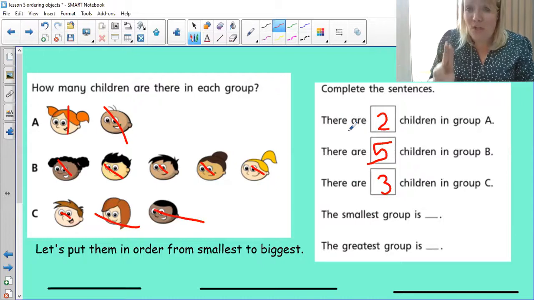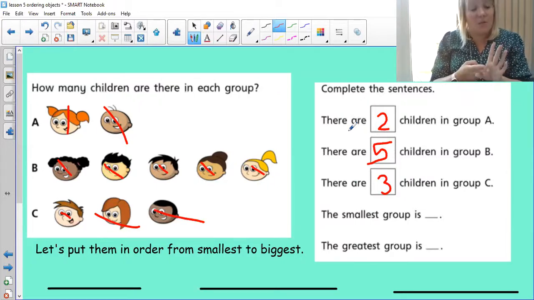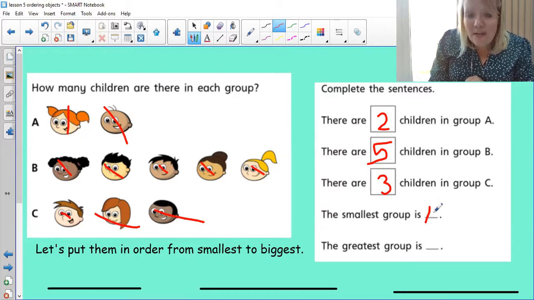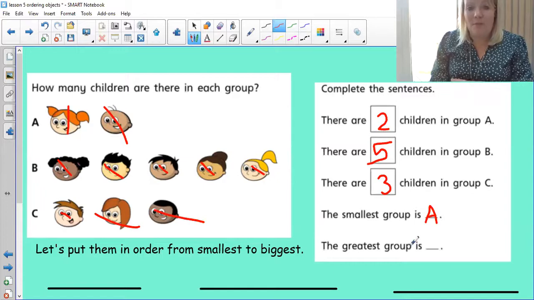Oh, some of you are saying two is the smallest group. Now, you're right. Two is the smallest number. But what group is that? So there were two children in group A. Brilliant. Make sure you get that one right and don't write the number two.